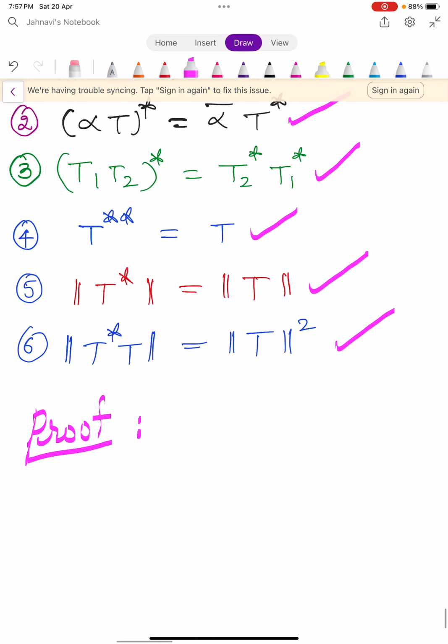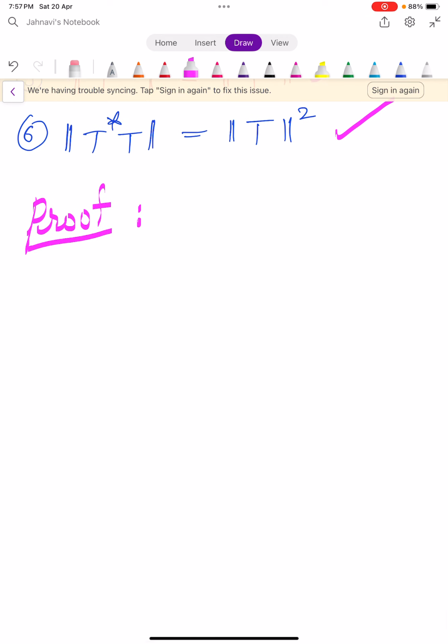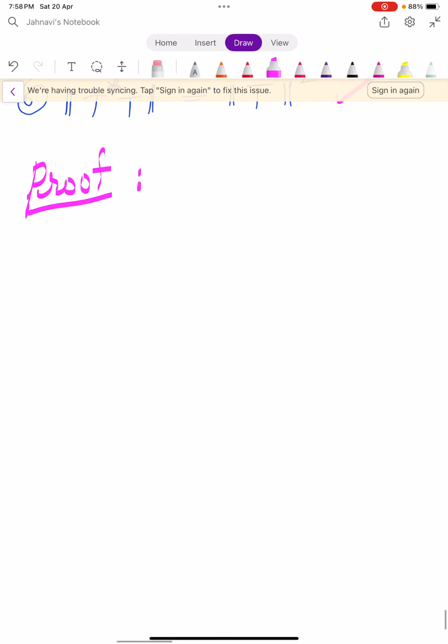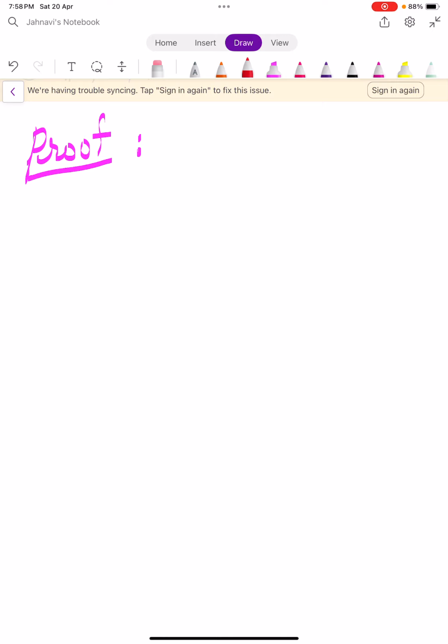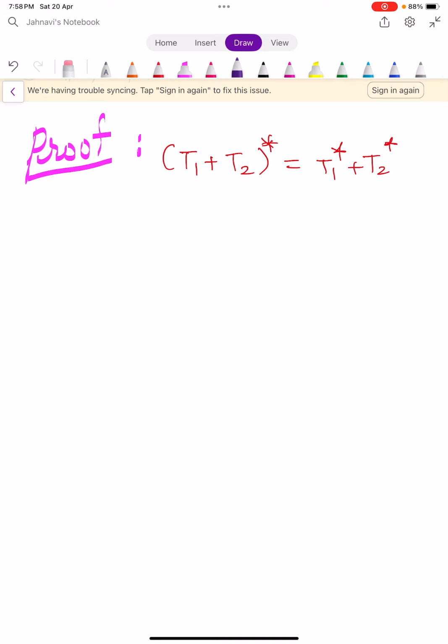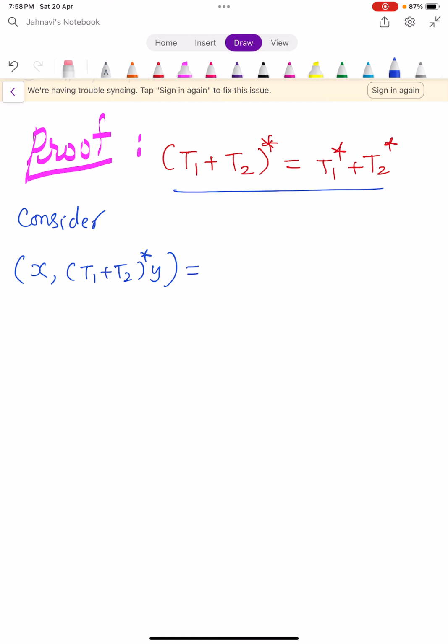Okay, we prove one by one. The very first one: (T1 plus T2) whole star is equal to T1 star plus T2 star. To prove this, let us consider one inner product. Inner product of x comma (T1 plus T2) whole star y is equal to.